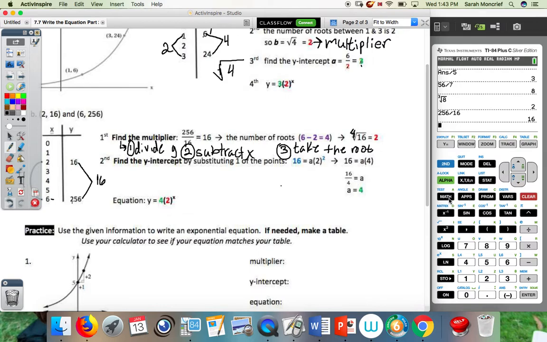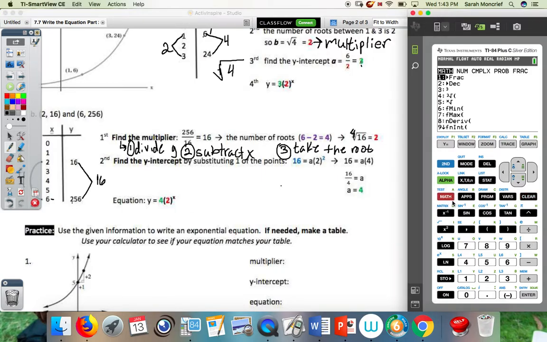Well, if you don't want to think about that too long, we can always go to the calculator to help us out. Now everyone click math. Go down to option number 5 and click enter. You should have a blinking box right here. So here in the root, we're going to put what we got when we subtracted the x's, and that was 4. And then we are going to put 16 on the inside. And then we're just going to click enter and see what we get. We got 2. So my multiplier is 2.